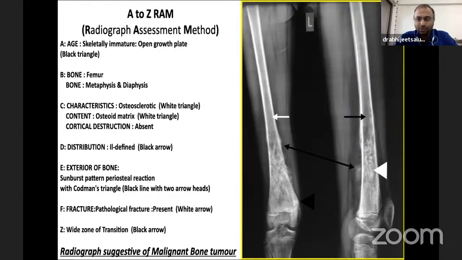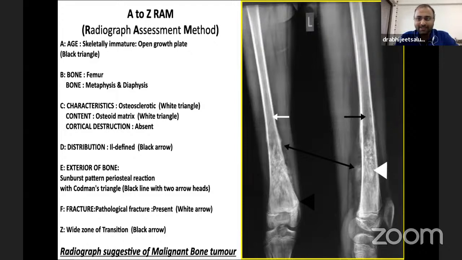Next is destruction. There is no cortical destruction seen. So we have seen characteristic, content, and cortical destruction. Next, distribution. Does this lesion look well defined or ill defined? We are unable to define where the tumor is starting and where it's ending, so it's an ill-defined lesion. Exterior of the lesion: it's a sunburst pattern, periosteal reaction with Codman's triangle.